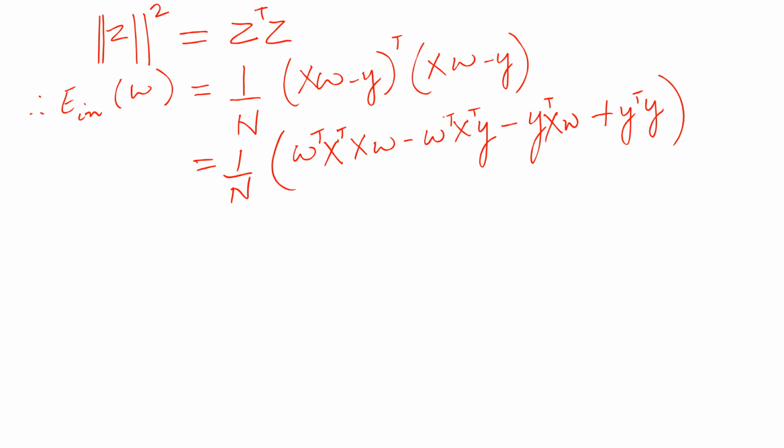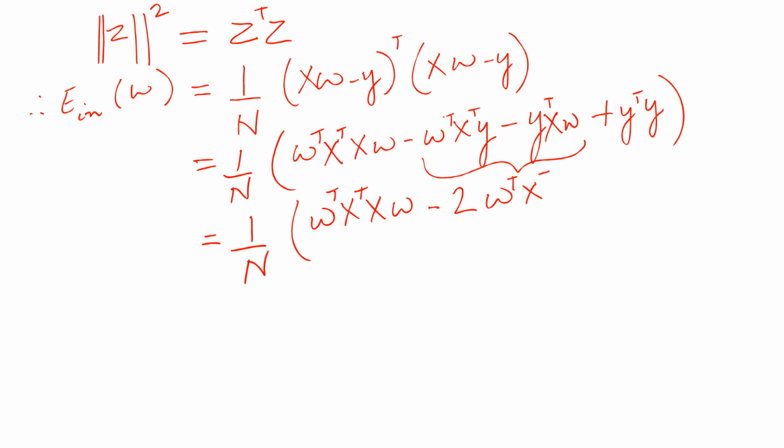Okay, so look at these two middle terms. Everything in here is a number, and the only difference is that the transposes are reversed in each of the terms, but because they are numbers, we can combine them. So further simplification leads us to w transpose x transpose xw, minus 2 times w transpose x transpose y, plus y transpose y, which stays the same. Okay, great. Now, again, a reminder: we want to minimize the error.